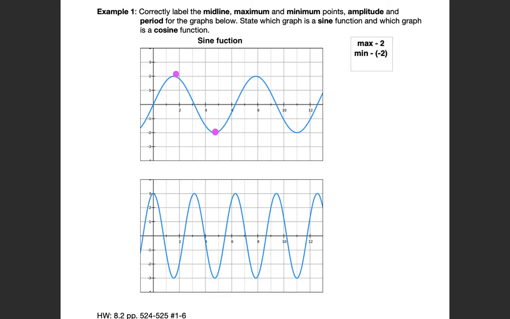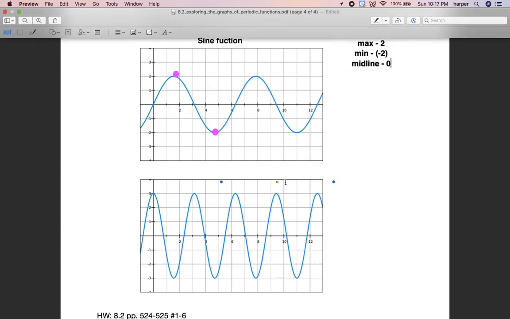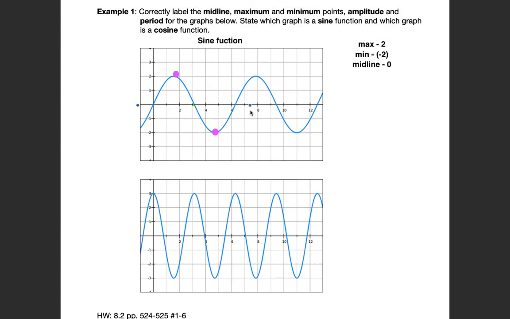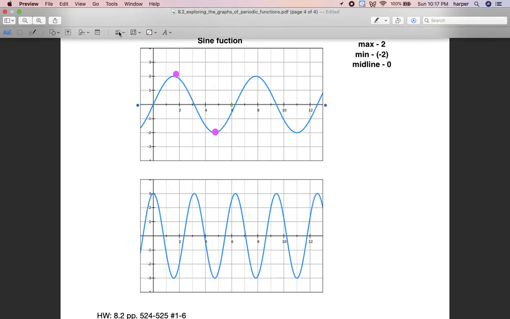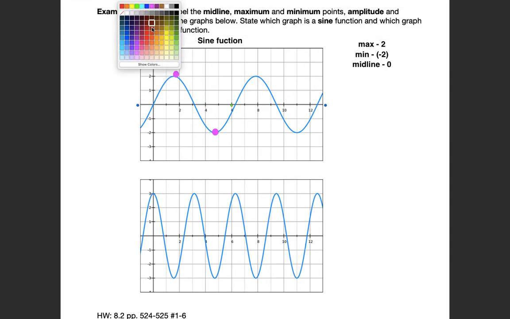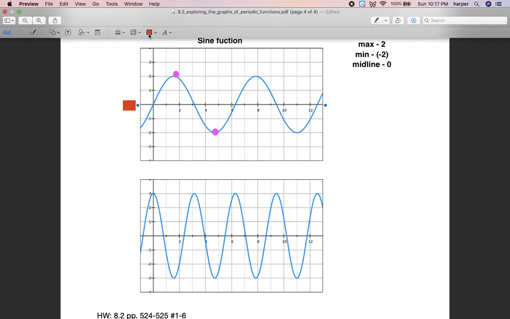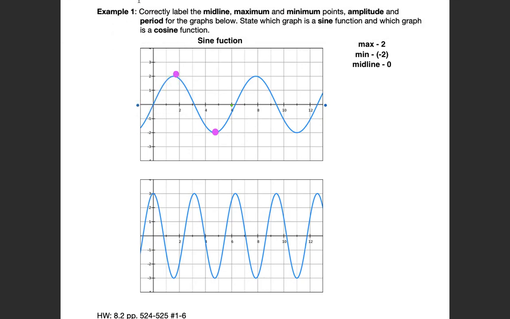Let's do the midline. In this case, it's 2 from here and 2 from here, so the midline is actually just 0. It just cuts right down the middle, from here to here. I'm going to pop this to be red. Right there. So the midline is 2 up, 2 down, so that means that's the middle. Again, midline is just the middle, right?